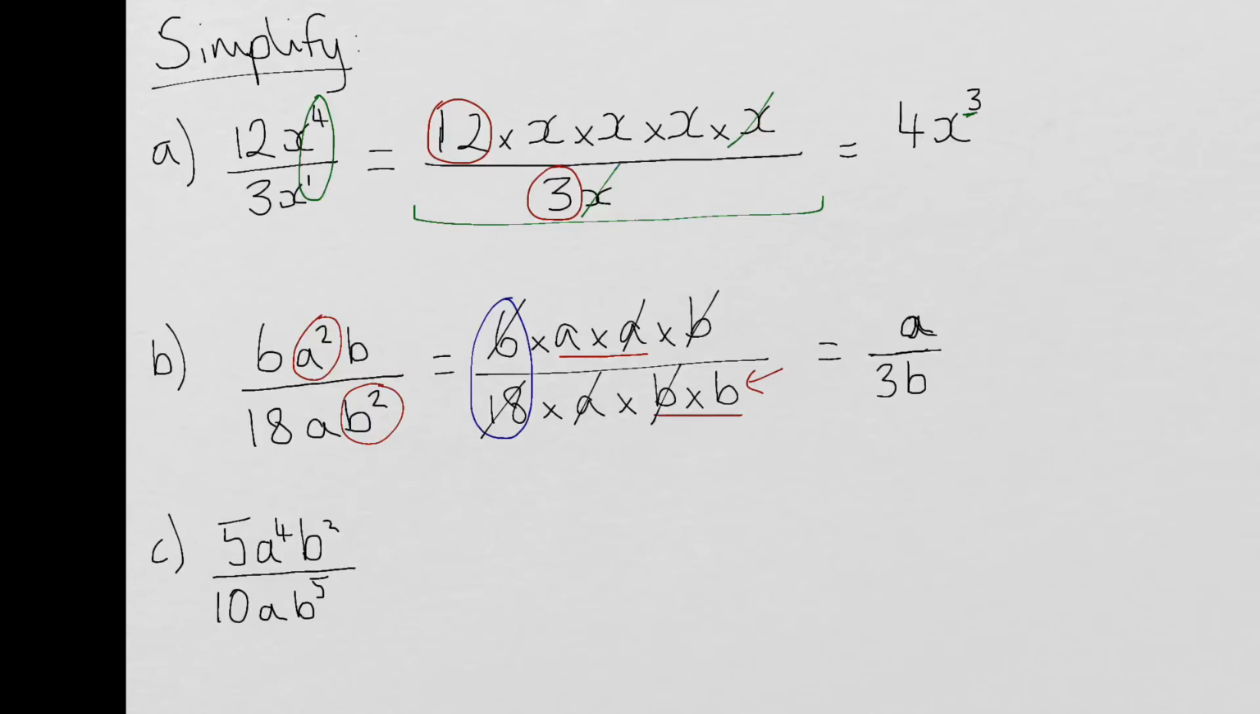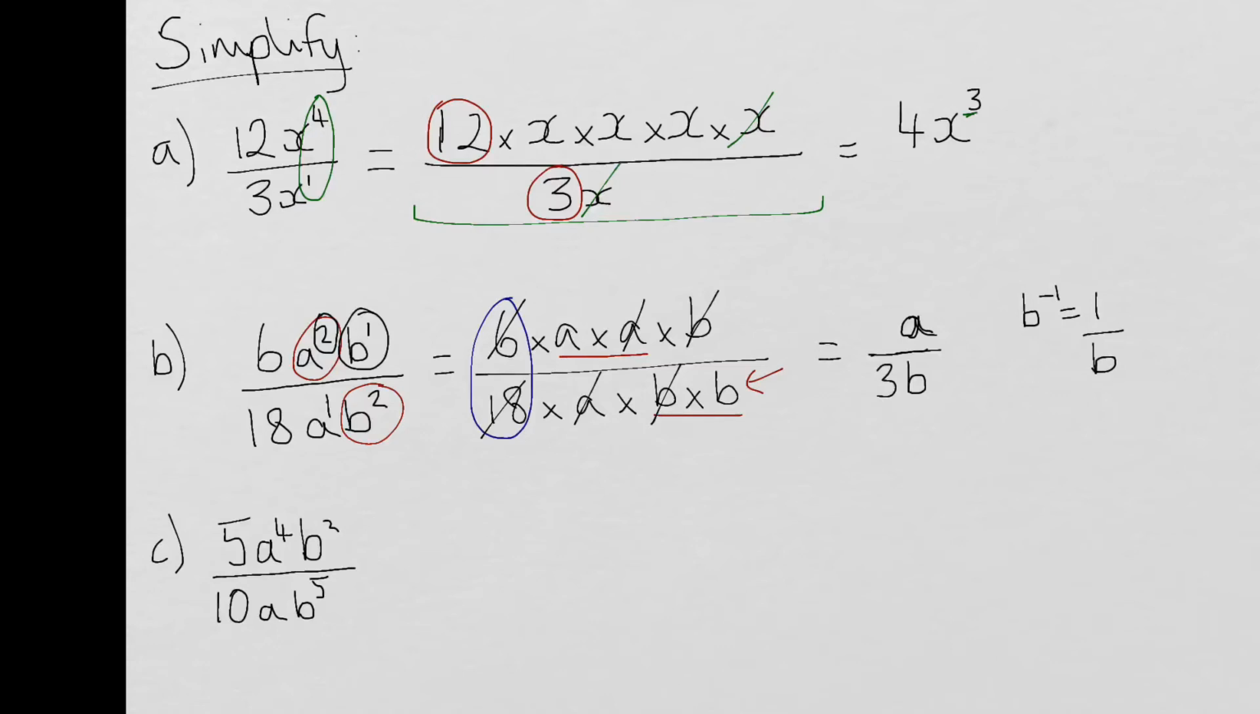Now again, we could have seen that from looking at the powers and how they work. A squared, so subtract the 1, that means we'd have been left with an a to the power of 1 at the top. If we have a look here, I've got a b, that's the power of 1, there's 2 there, so I would get b to the power of minus 1. And we know that b to the power of minus 1 is just the same as 1 over b. So that's kind of why that b has been left in the denominator.